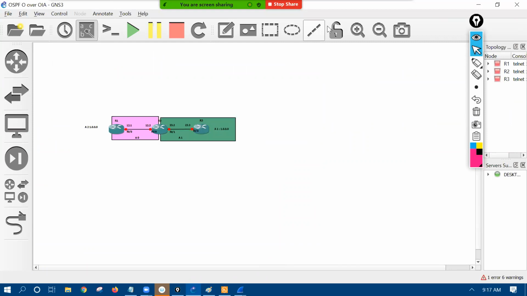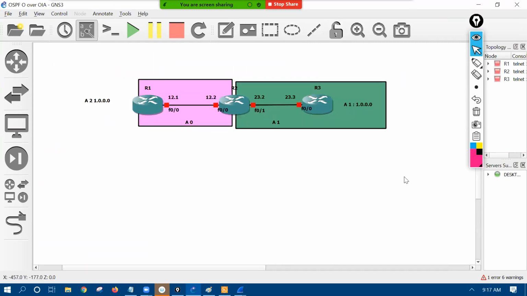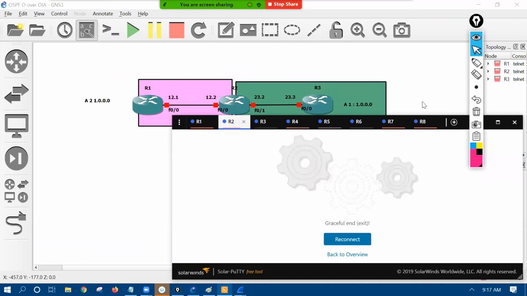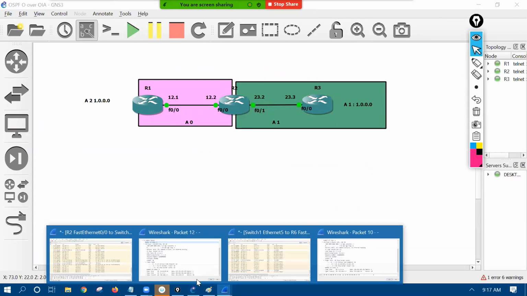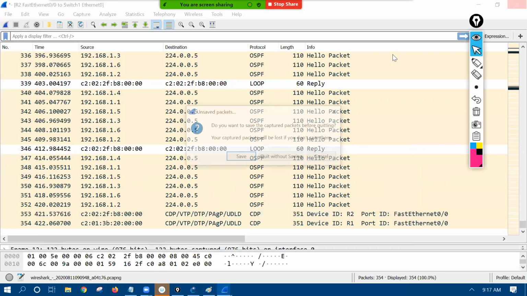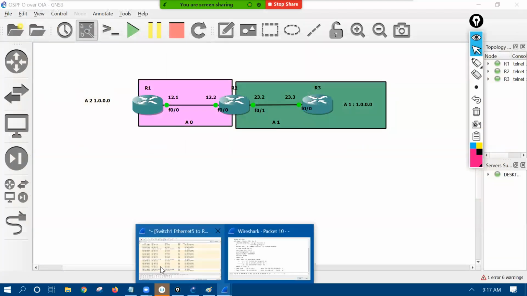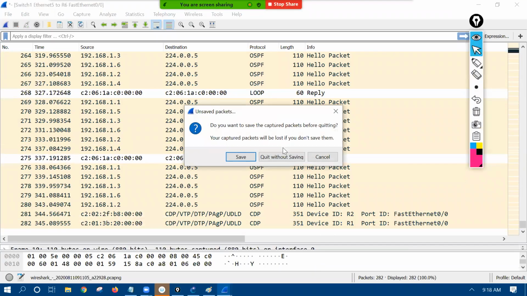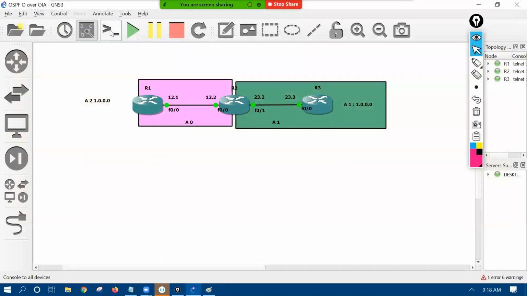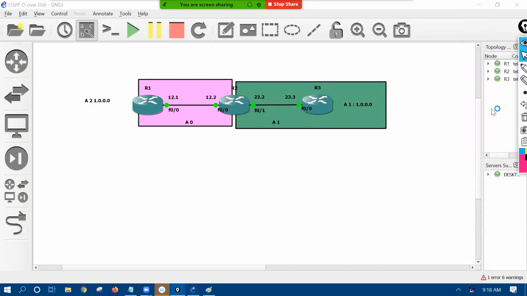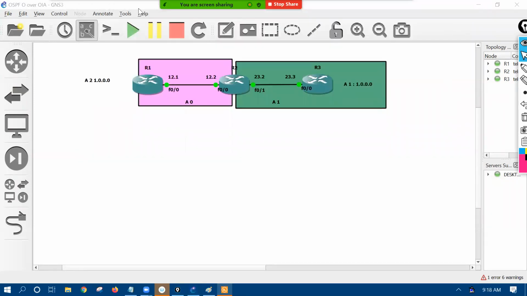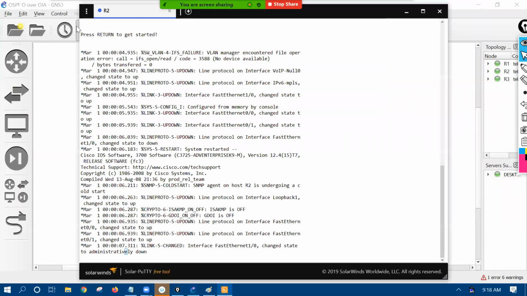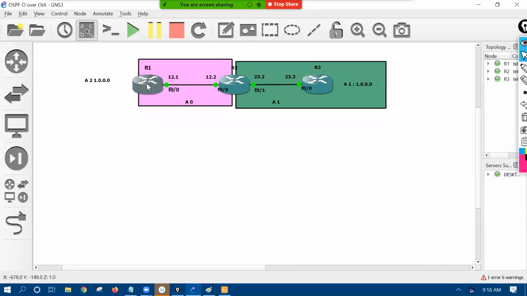So this is my topology right now. You can see, right? And let me do one thing. Let me remove this, start this, all good. R2, R1, R3.